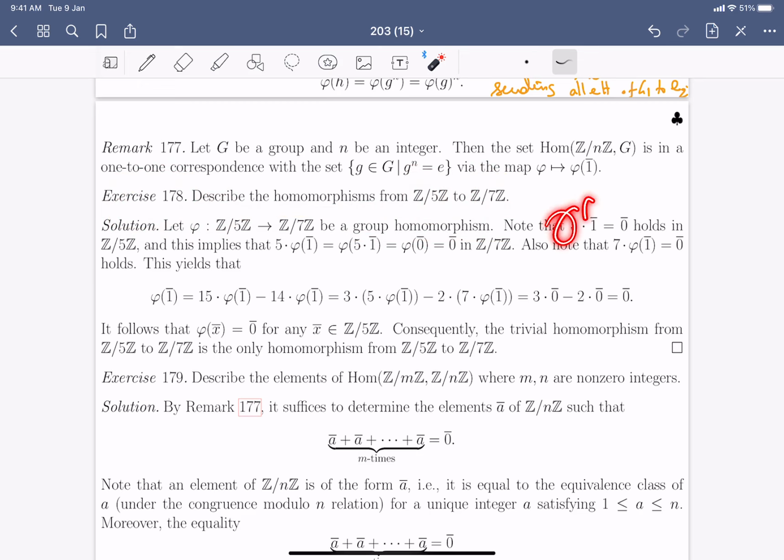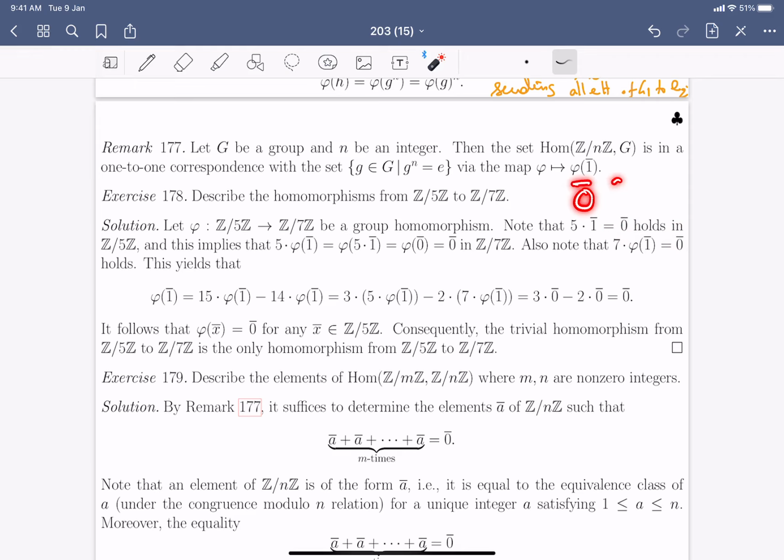So 5 times 1 bar is 0, and you know that 7 times any element from Z mod 7Z is also 0, and one can continue the argument. Before getting into the argument, I just want to draw your attention to certain notations that are used in the proof. For instance, 0 bar you get to see here, and 0 bar you also get to see here. So 0 bar has got two different meanings, of course.